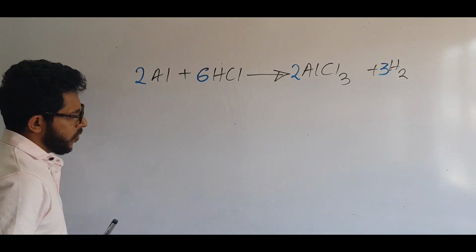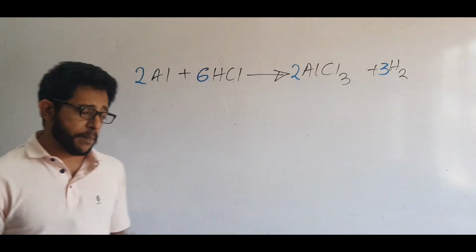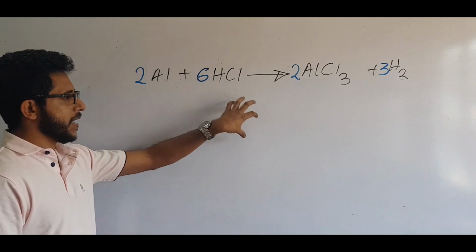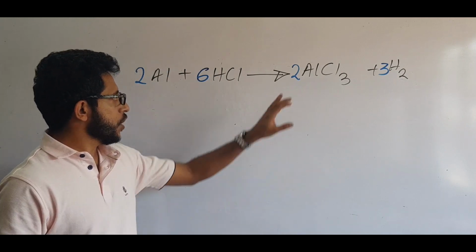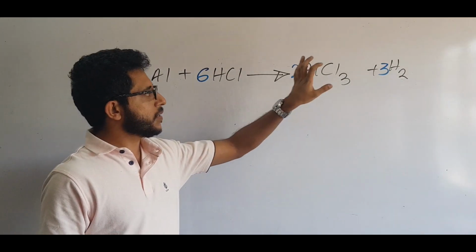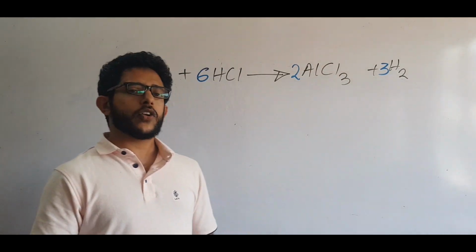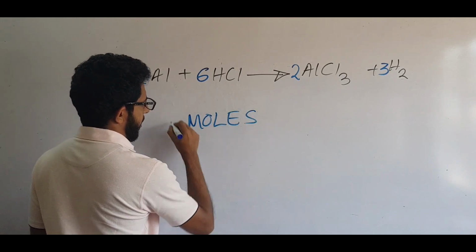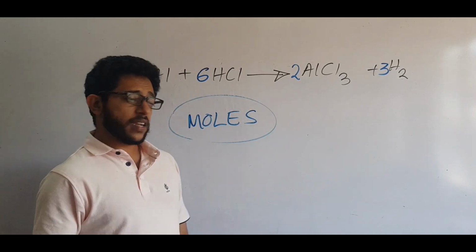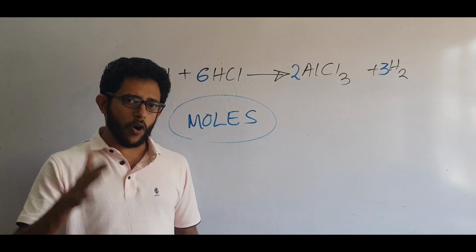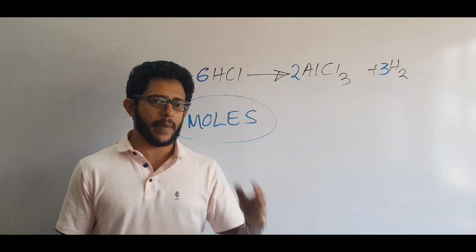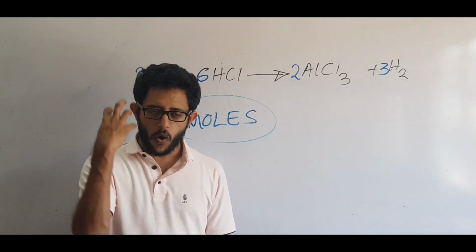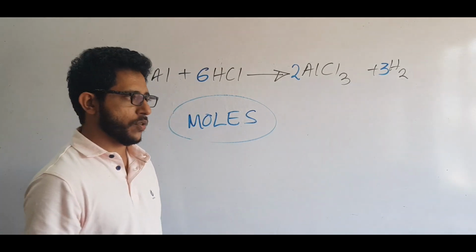Right. Now what does this mean? This means 2 aluminium moles react with 6 HCl moles to produce 2 moles of AlCl3 and 3 moles of H2. The important thing you have to remember is it is moles. The reaction happens according to the molar ratio, not according to their mass, not according to their volume, not according to their concentration, always the mole ratio.